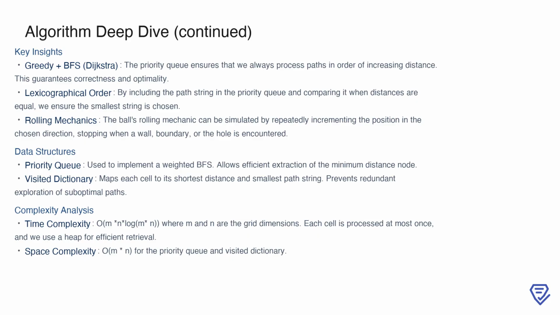In terms of data structures, the priority queue is central to implementing this weighted BFS efficiently, while the visited dictionary helps us track the shortest distance and smallest path string for each cell, preventing redundant exploration of suboptimal paths.